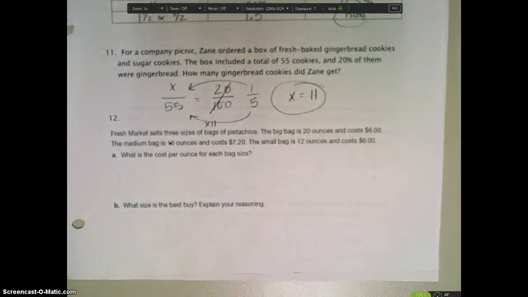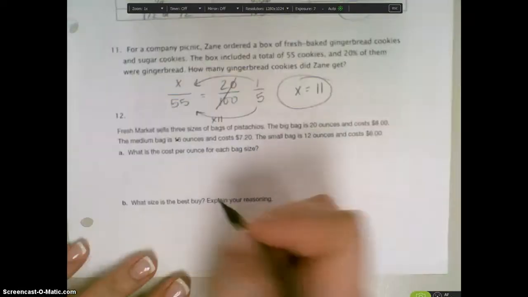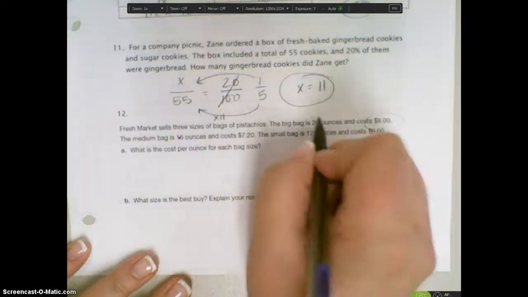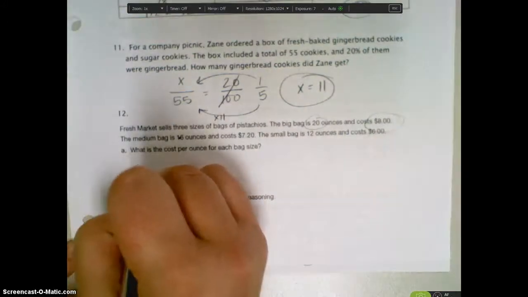Number 12, Fresh Market sells 3 sizes of pistachios. The big bag is 20 ounces and costs $8. The medium bag is 16 ounces and costs $7.20. The small bag is 12 ounces and costs $6. A, what is the cost per ounce of each bag? So we need to find the unit rate for all 3 of those. So I'm going to basically divide the cost by the ounces to figure out how much 1 ounce would cost.